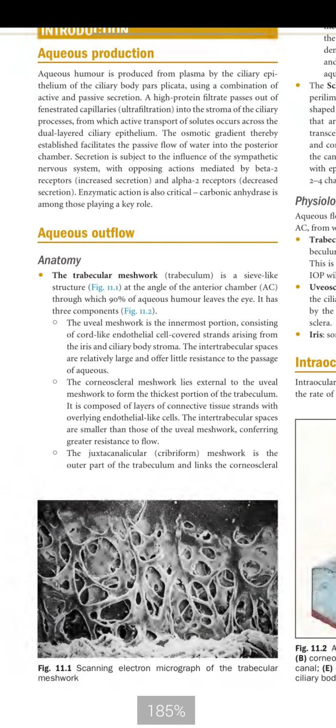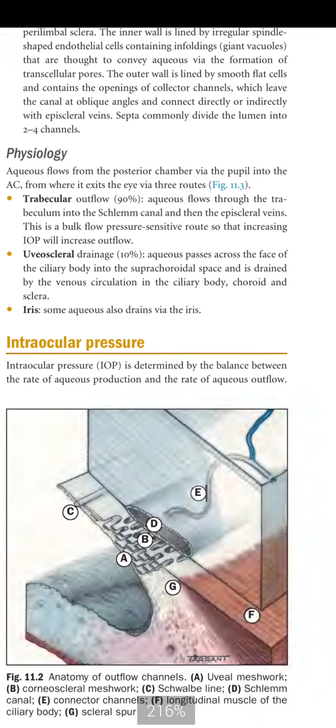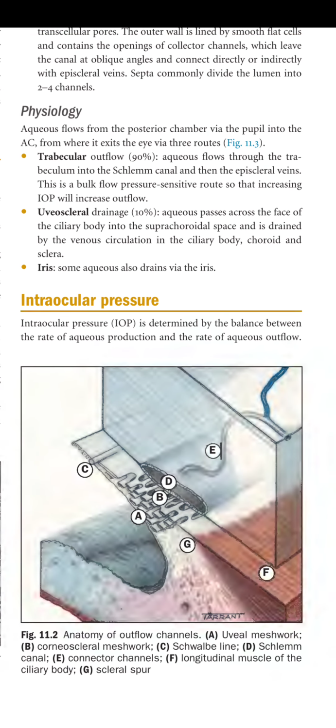So this is showing the scanning electron micrograph of the trabecular meshwork. It is showing the anatomy of the outflow channel. A is showing the uveoscleral meshwork. B is showing the corneoscleral meshwork. C is showing the Schwalbe line, so it is the end of the Descemet membrane. D is showing the Schlemm's canal. E is showing the collector channels, and F is showing longitudinal muscle. G is showing the scleral spur.